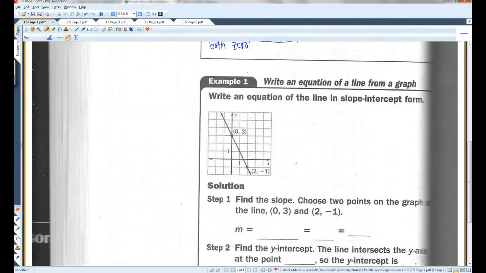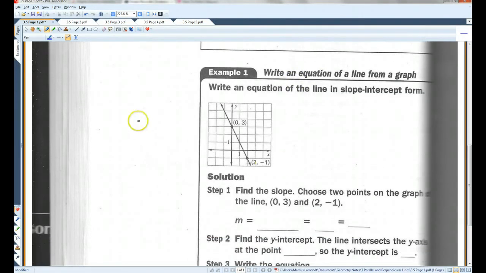Write an equation of the line in slope-intercept form. We're given this line, and we need to write an equation for it. First thing we have to do is find the slope. Remember, slope-intercept form is y equals mx plus b. So we need to find the slope and the y-intercept. We already see the y-intercept. The slope is a little bit more difficult to find, but we're given 2 points.